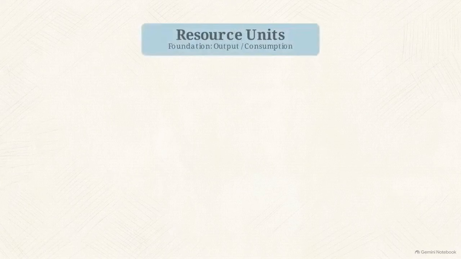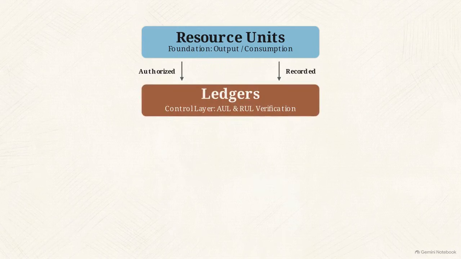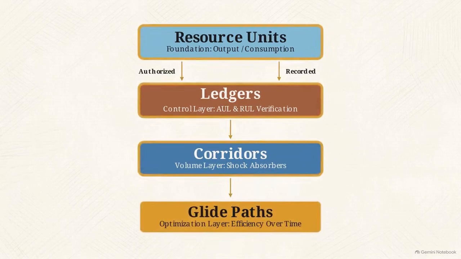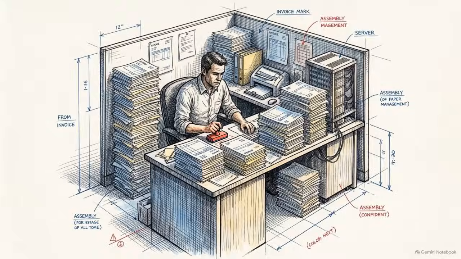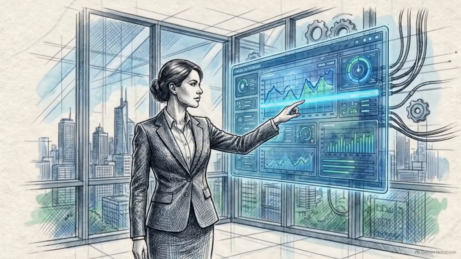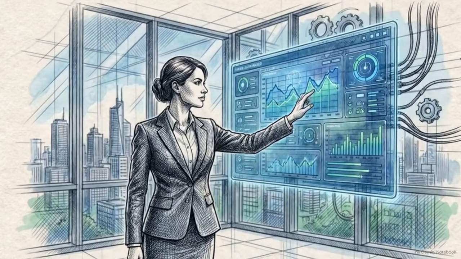The finished architecture functions as a unified system of resource units, ledgers, corridors, and glide paths. This shift transforms the vendor management office. Instead of performing tactical invoice administration, the VMO becomes a strategic unit that polices these thresholds and verifies that productivity gains are being passed through.